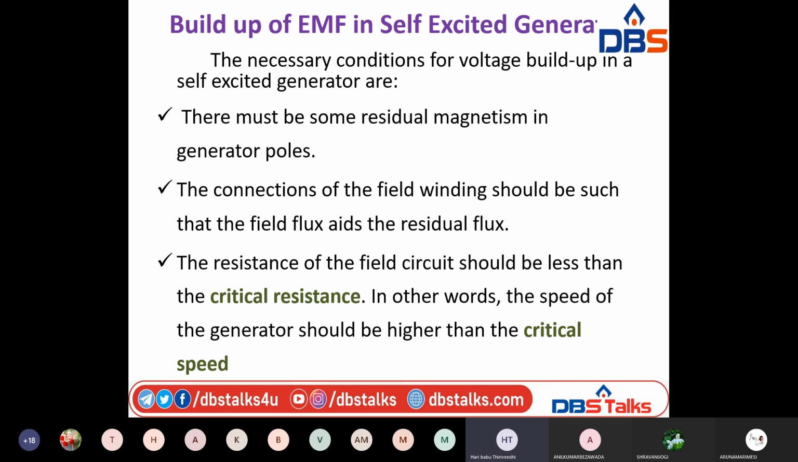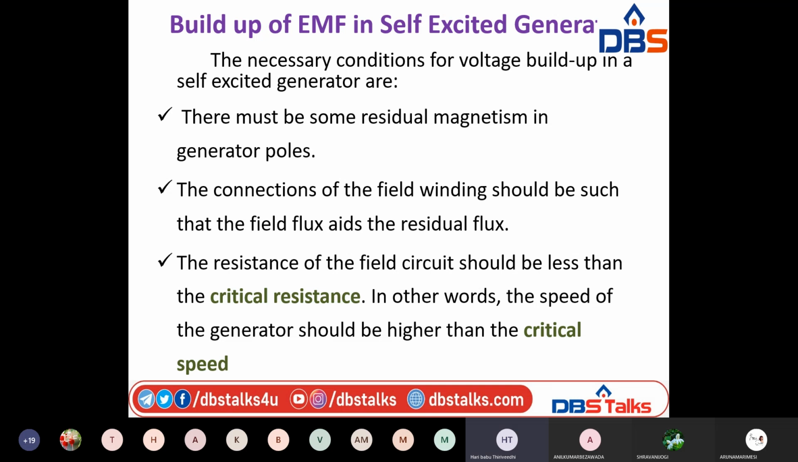So that will be clearly shown in the laboratory. To build up voltage, the main condition is that there must be residual magnetism. Second, the connection of the field winding should be such that the field flux aids the residual flux.